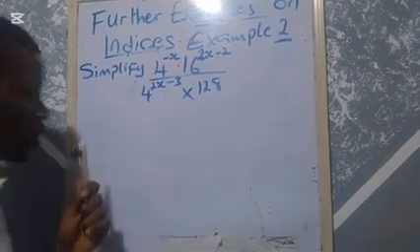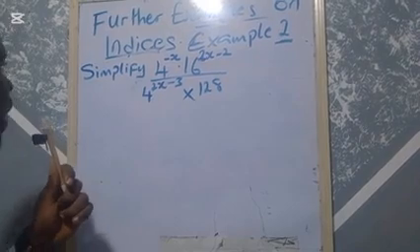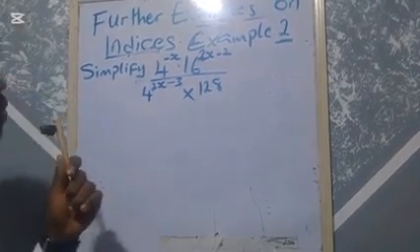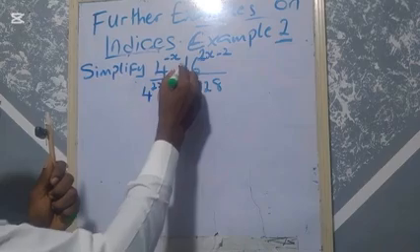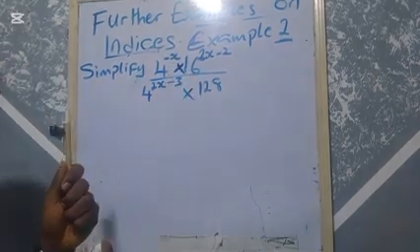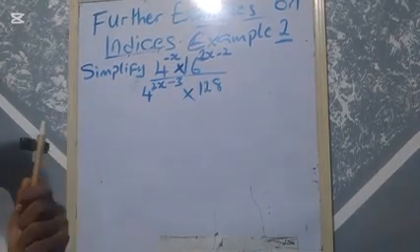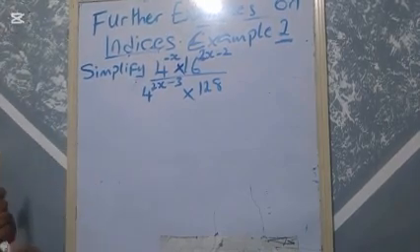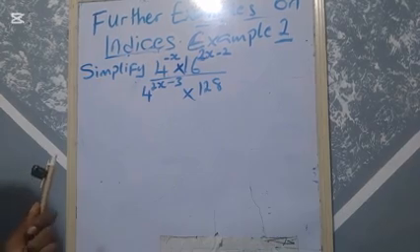Okay. We have the second question before us. We are asked to simplify 4 raised to the power of minus x. This dot means multiply, it means times 16 raised to the power 2x minus 2. Please make sure you are writing 16 raised to the power 2x minus 2 all divided by 4 raised to the power 2x minus 3 times 128.